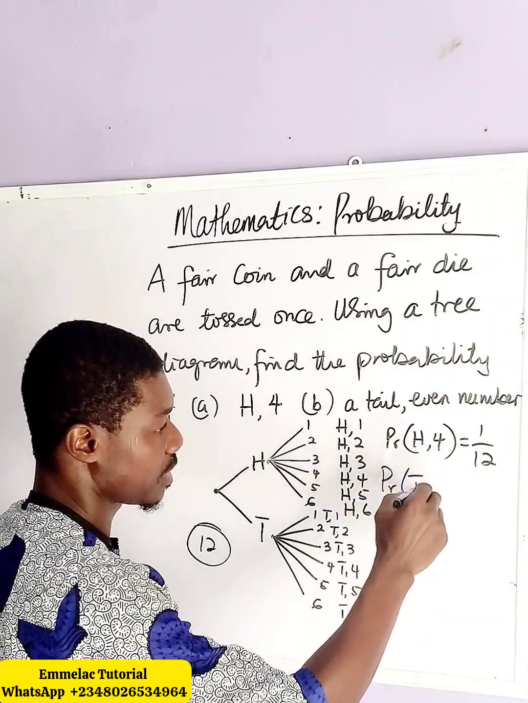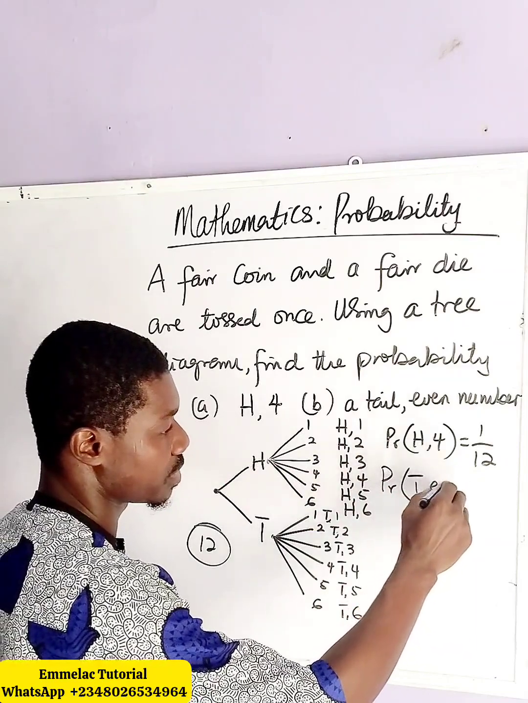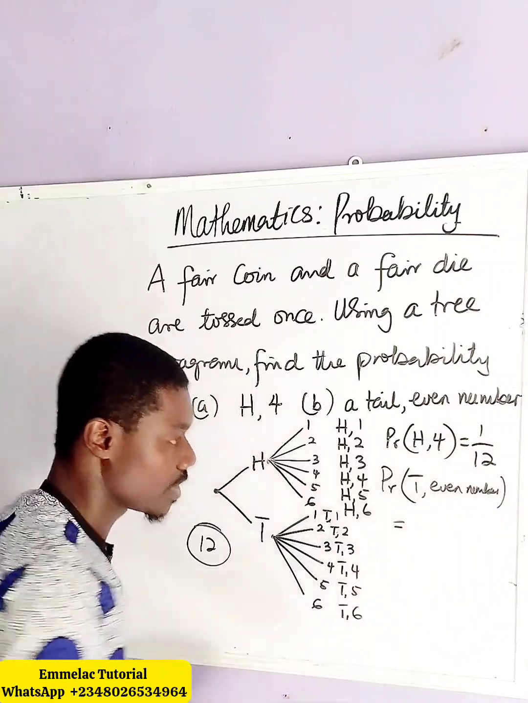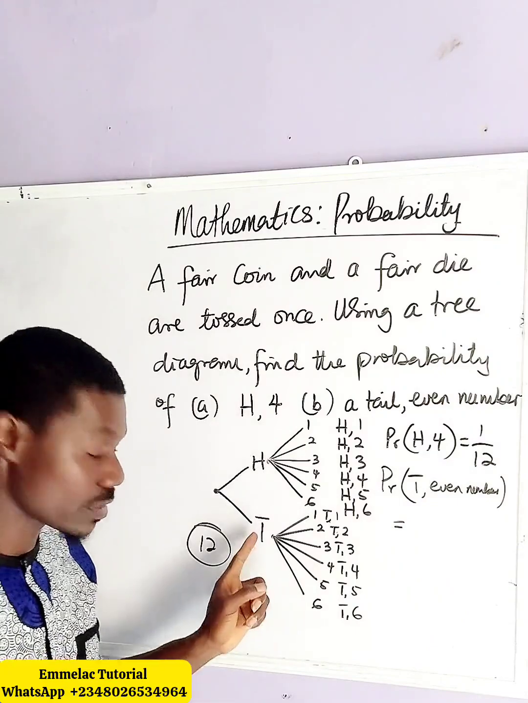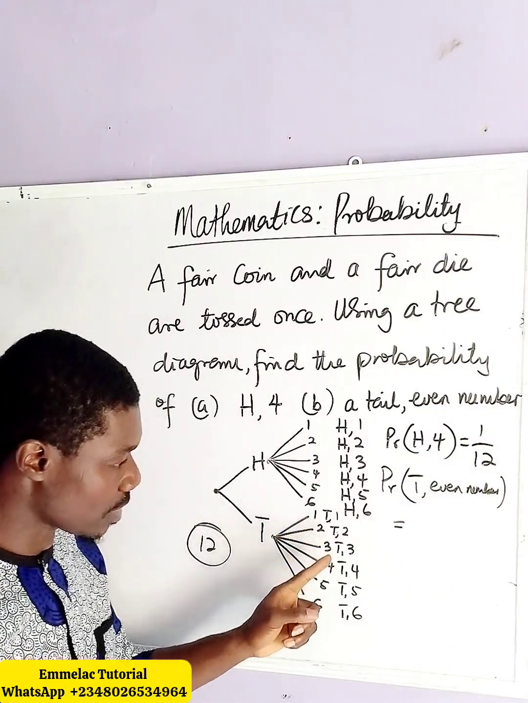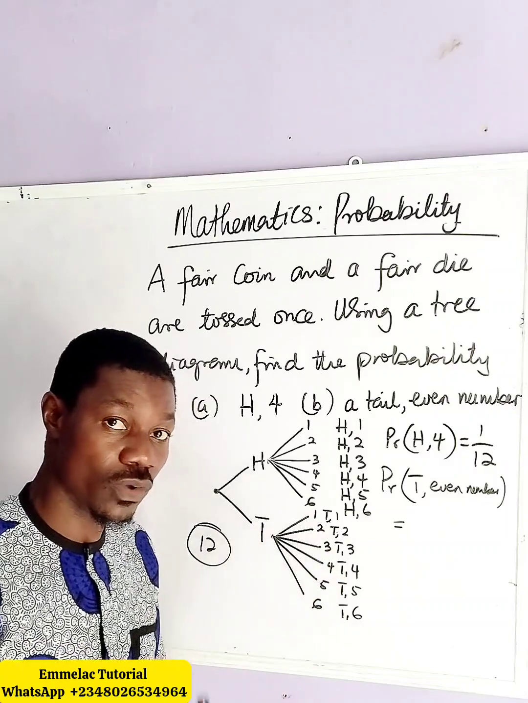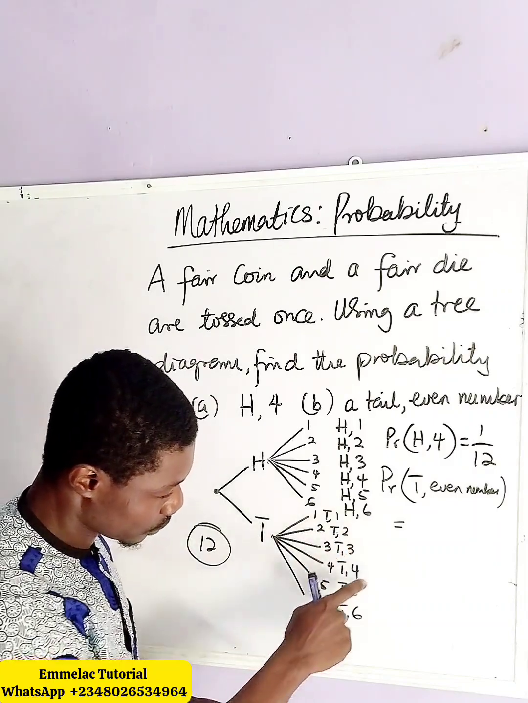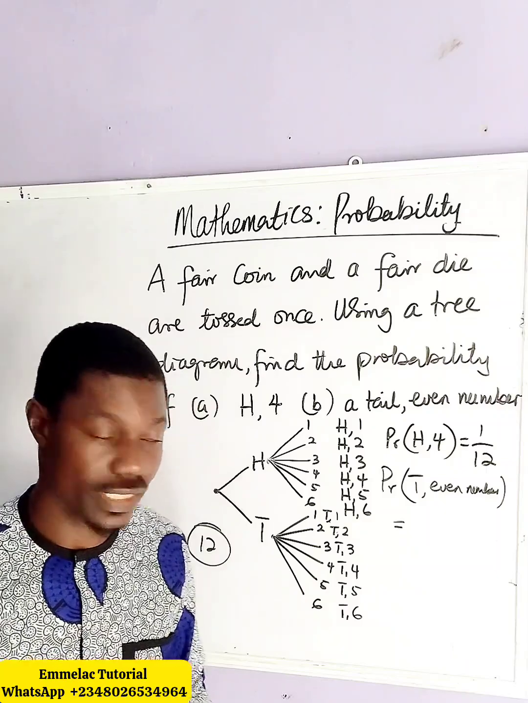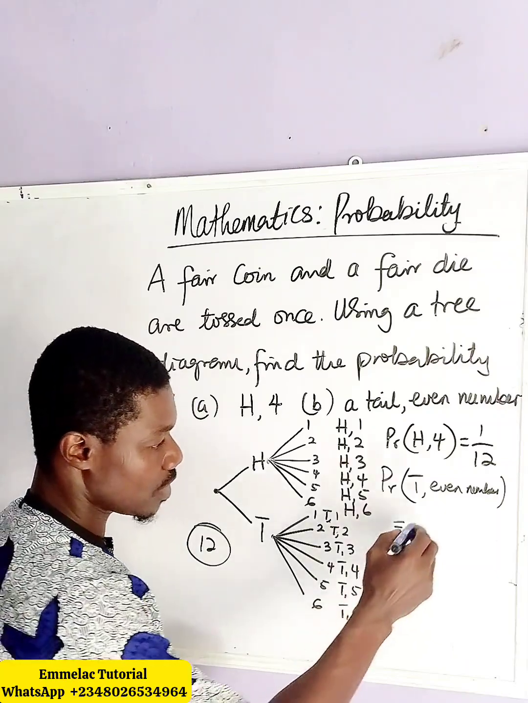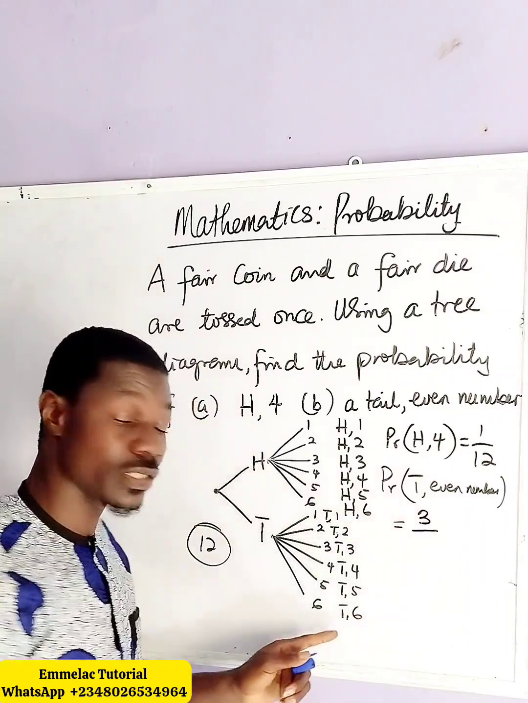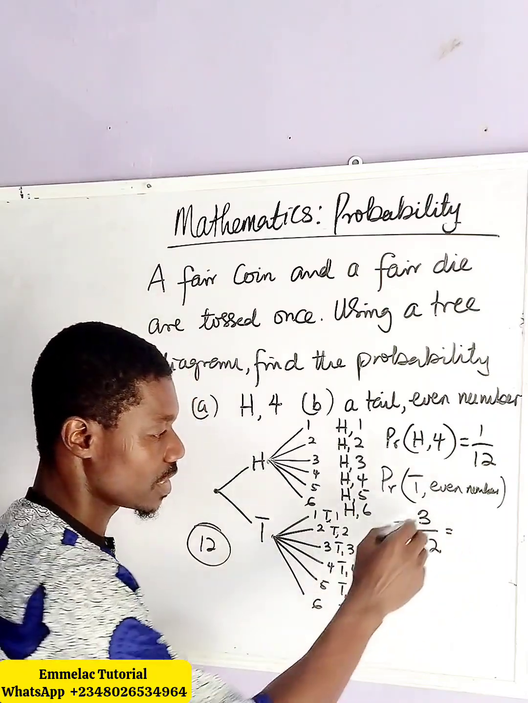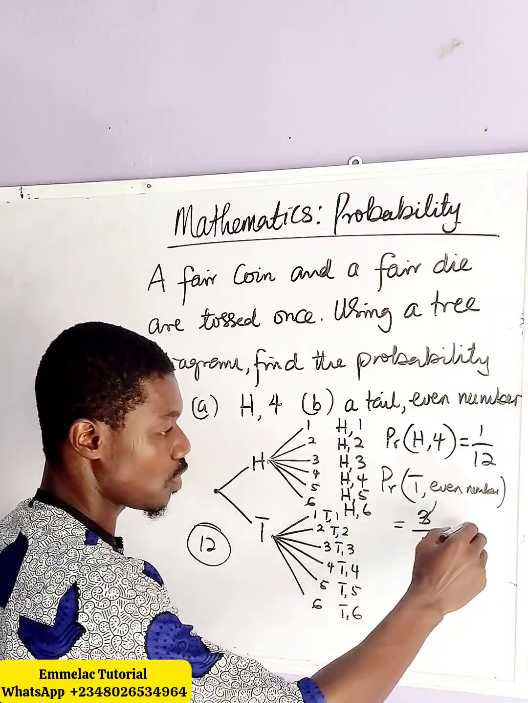Now the next one, a tail with an even number. So a tail, then even number. Okay, now this is a tail. Even numbers are 2, 4, 6, and so on. So here we have 1, 2, and 3. So the successful outcome here will give us 3 over the total outcome, which is 12. If we simplify further, 3 into 3 is 1, 3 into 12 is 4, you have 1 over 4.